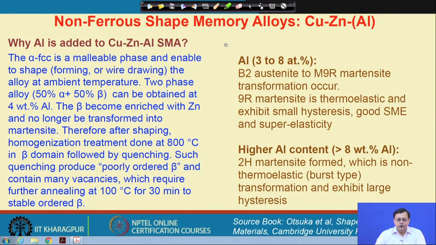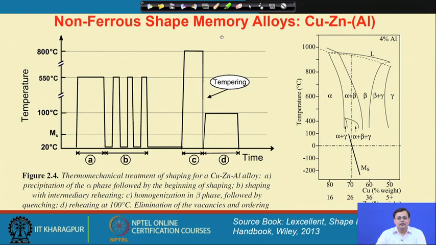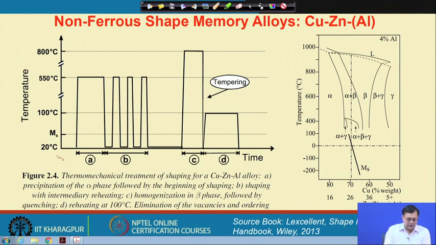So, I show you a schematic heat treatment process that shows how to develop this copper zinc aluminum shape memory alloy and how to process them. Here is a typical heat treatment schedule, where initially we heat it up to, let us say, 500 degree centigrade, and then we heat and cool, heat and cool.